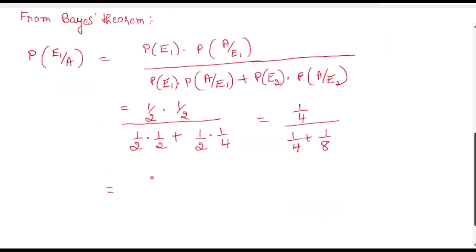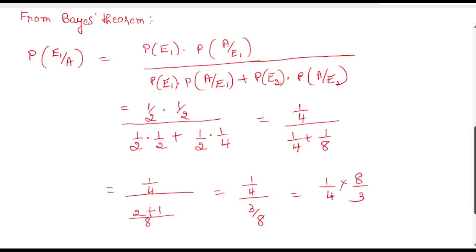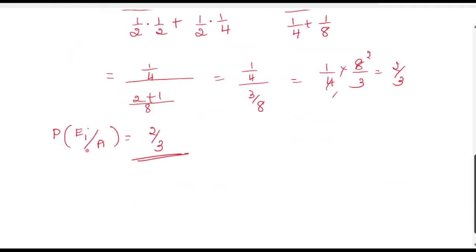So this can be written as 1 by 4 divided by, 8 is the LCM, 2 plus 1, is equal to 1 by 4 divided by 3 by 8, or we can write this as 1 by 4 into, when you bring this to the numerator, it will become 8 by 3, 4 ones are 4, 4 twos are 8, which is equal to 2 by 3. The probability that bag 1 is selected and the selected ball is a red ball is 2 by 3.